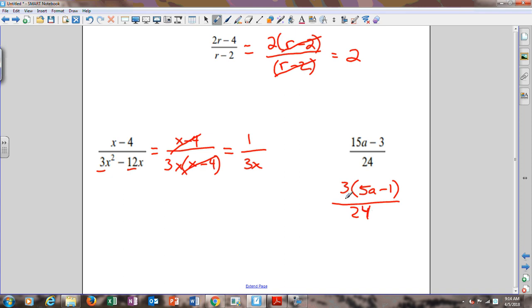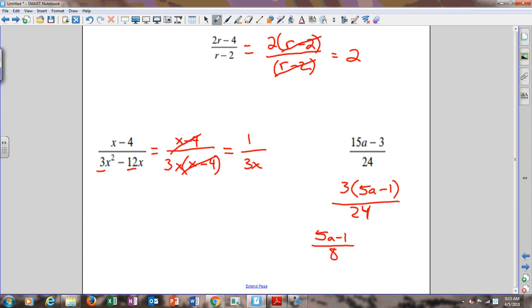And so now you just have to see, does the bottom have 5a minus 1 in it at all? No, obviously. But can you divide 24 by 3? Yes. So that would be 5a minus 1 over 8, because 24 divided by 3 is 8. So you would have 3 times 8. Your 3's would cross out. So still pretty easy so far.